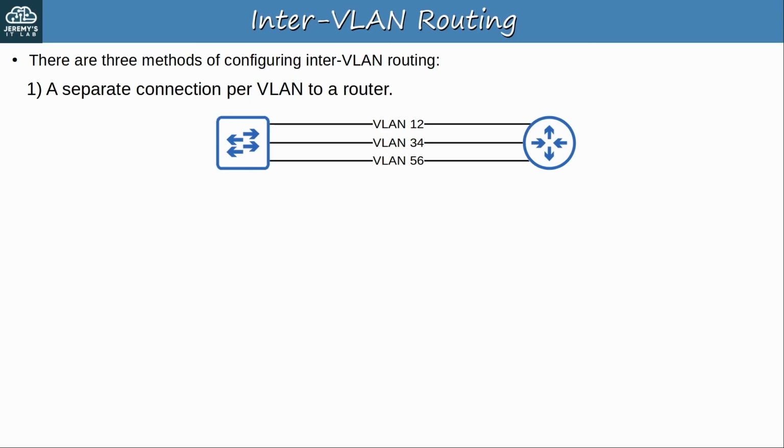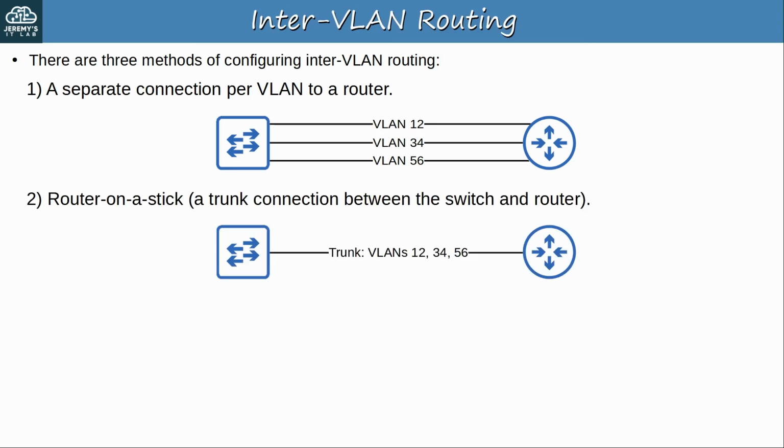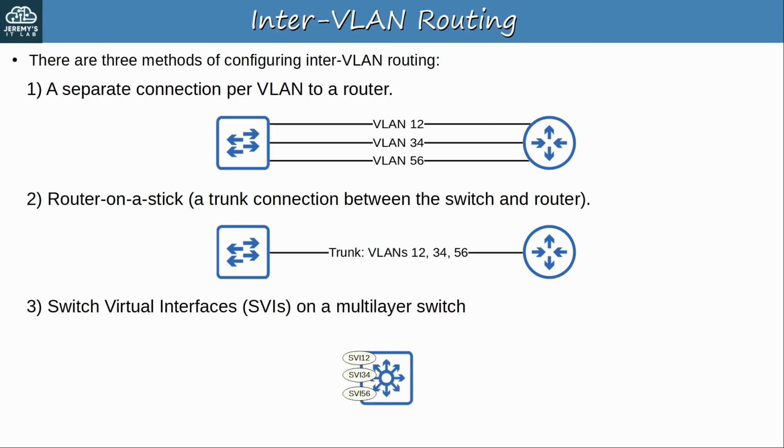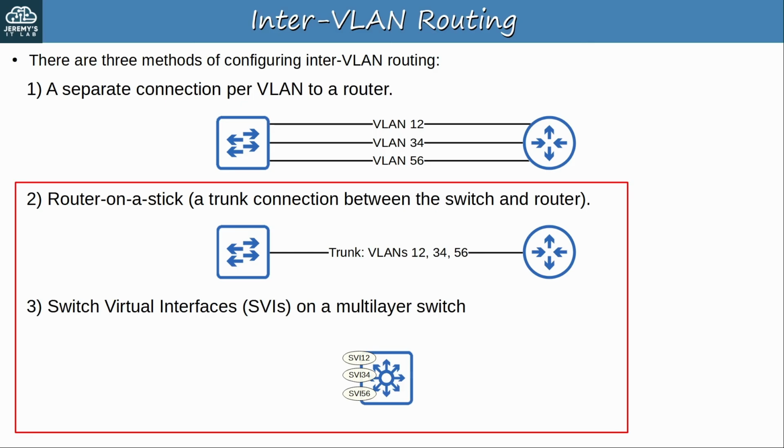Perhaps the simplest is to have a separate connection per VLAN to the router. They don't even have to be trunks, they can be access ports. This is quite rare, since with many VLANs you'll need many interfaces, and routers typically only have a few. The second option is to use router on a stick, which is a trunk connection between the switch and router. Finally, perhaps the most common method is to use SVIs on a multi-layer switch. Generally, you'll use one of these 2 methods, so let's review how to configure them.